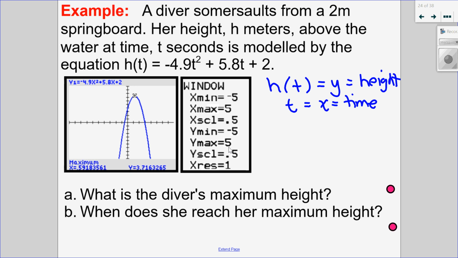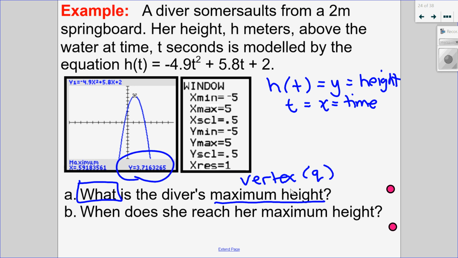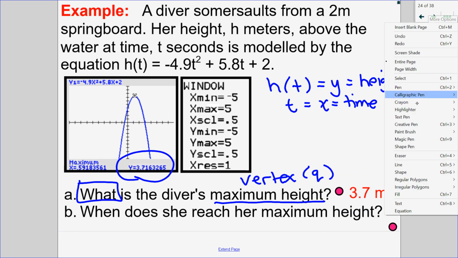This is the window setting that I used, and I'm going to have graphs to show you all the way through. So the first question I'm asking is, what is the diver's maximum height? Well, as soon as I hear those words maximum height, that means I am looking at my vertex. What is my maximum height? It is the y-coordinate, or q, of the vertex, which is this one right here. So I can see, answering this question, that my maximum height, with units, is 3.7 meters.